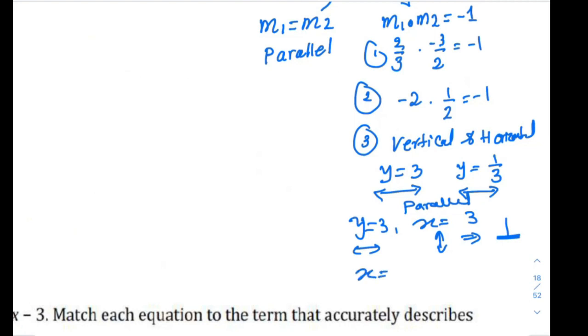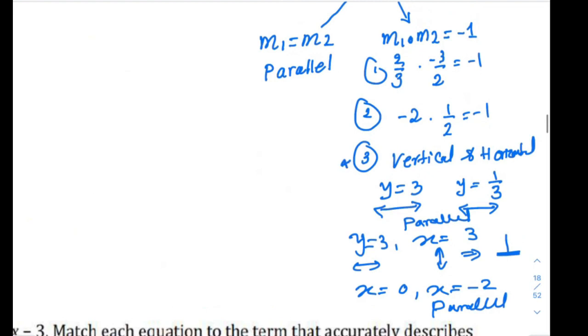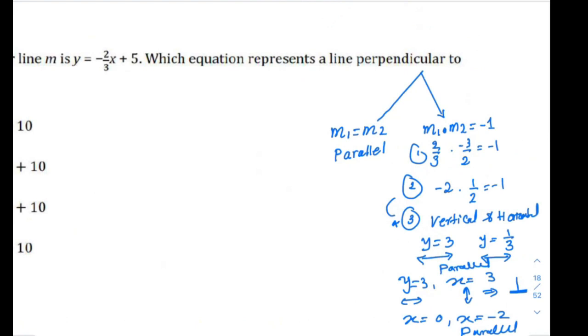Also we have, for example, x equals 0, x equals -2, the lines are parallel. So if both are x's or both are y's, then the lines are parallel. If one of them is x equals a number and the other y equals a number, wherever the number is, then the lines are perpendicular. This is a special case because we cannot apply the product equals -1.